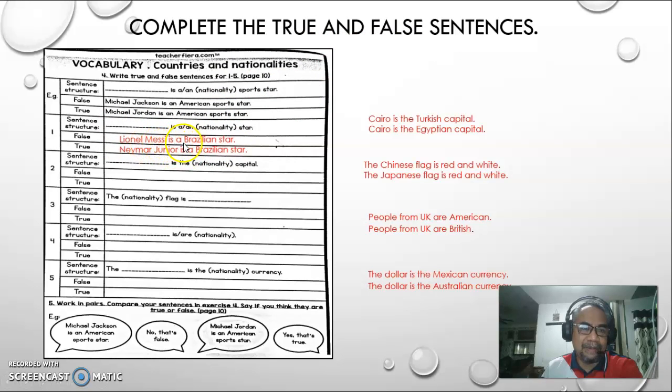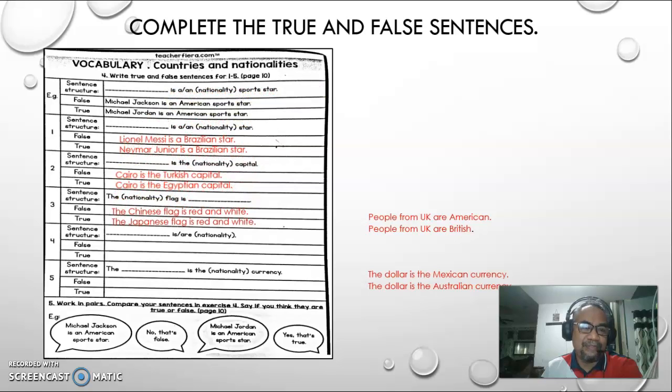Lionel Messi is a Brazilian star. Okay, false. Lionel Messi is from Argentina. Neymar Jr. is a Brazilian star. Yes. Okay, number 2. Cairo is the Turkish capital. Cairo is the Egyptian capital.